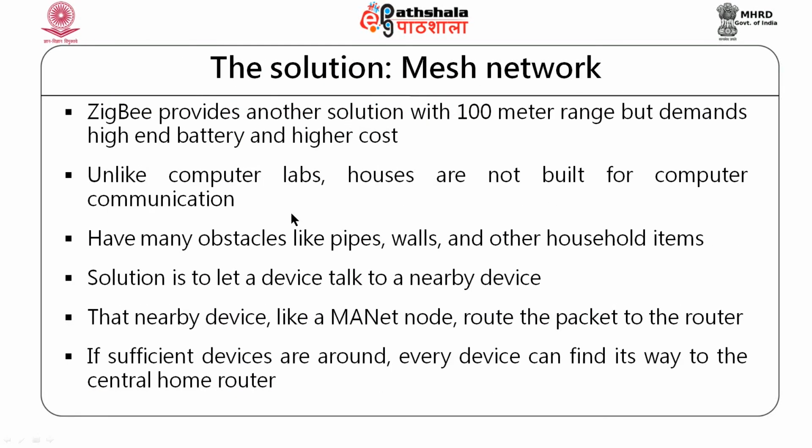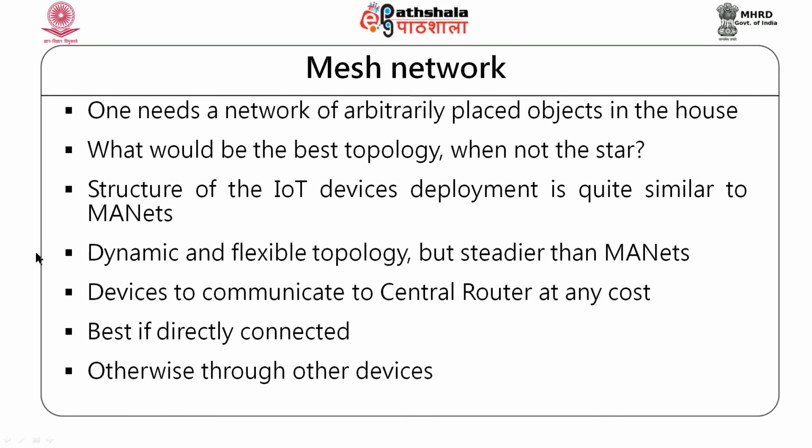In fact, the best solution is that if the central router can communicate to all, it is best. If it is not, then it has to communicate via some other node, and if that happens, we call it a mesh network. So, this is precisely what we are going to talk about, the mesh network. ZigBee, as I said, provides 100-meter range, but hardly ever is it used. A mesh network is a network of arbitrarily placed objects in the house, and everywhere.